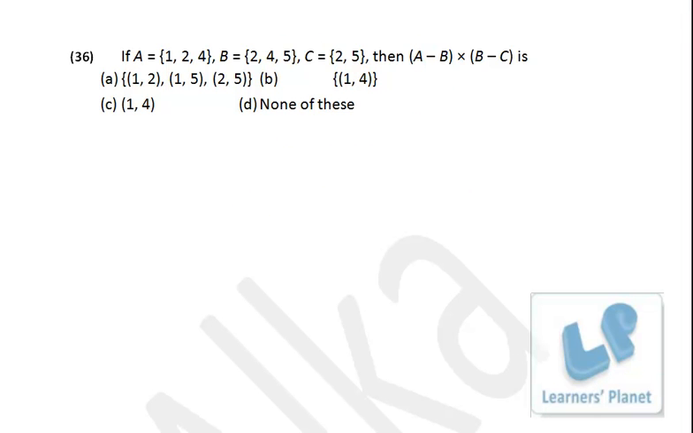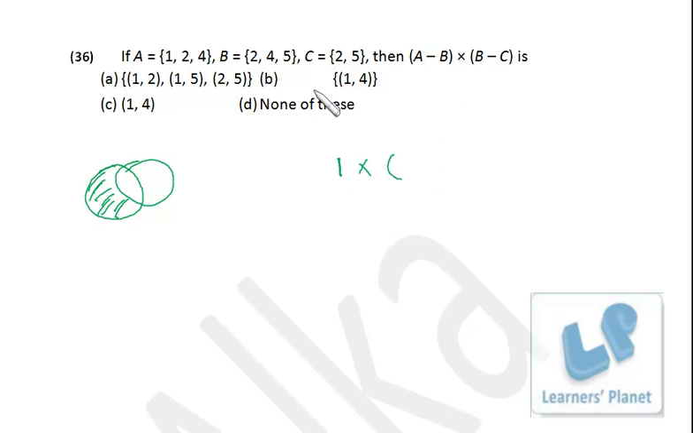Now we see this question. A is this, B is this, and C is given. Then A minus B cross B minus C we have to find out. A minus B means what? Only A, right? So from A and B, if we deduct A intersection B, we will be getting A minus B. That is this portion, right? That is only A. So that's 1 to 4 and 2, 4, 5. That means 2 and 4 are common between A and B. That means only A will be 1, right? So A minus B is 1.